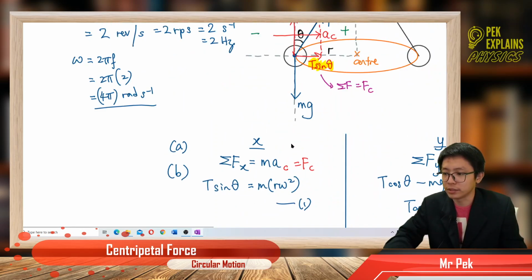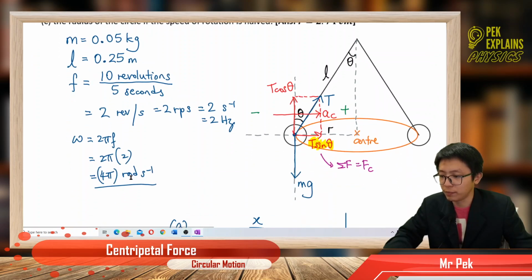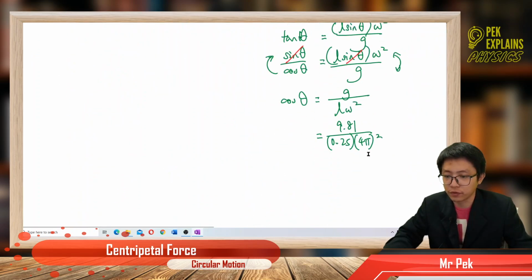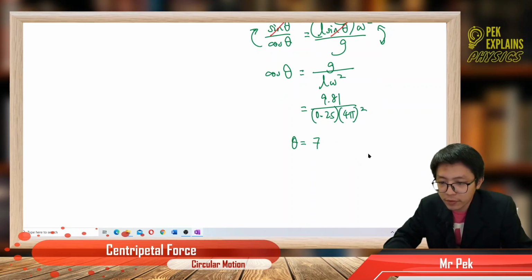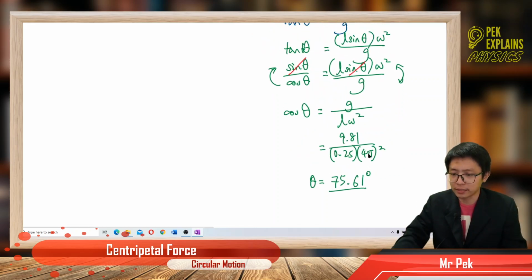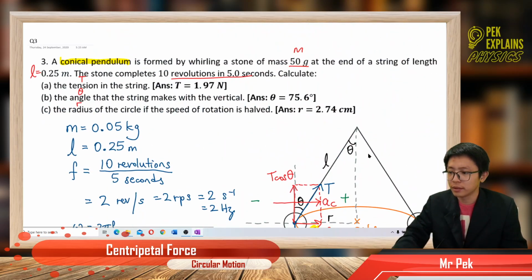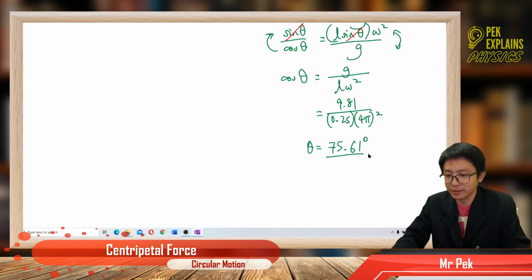Okay, so is it correct? 0.25 and 4 pi. Yes, that's correct. Now calculate, and we got our theta as 75.61 degree. Yeah, that's our theta. That's our answer for part B.